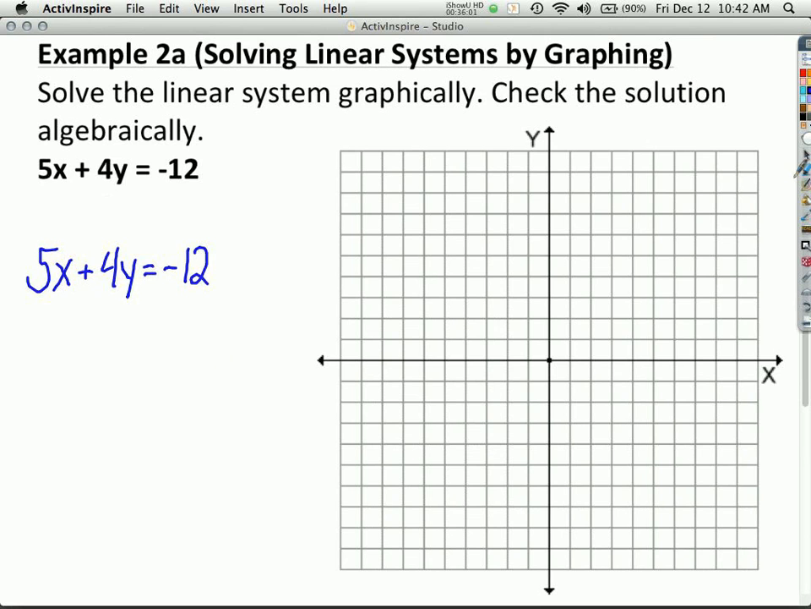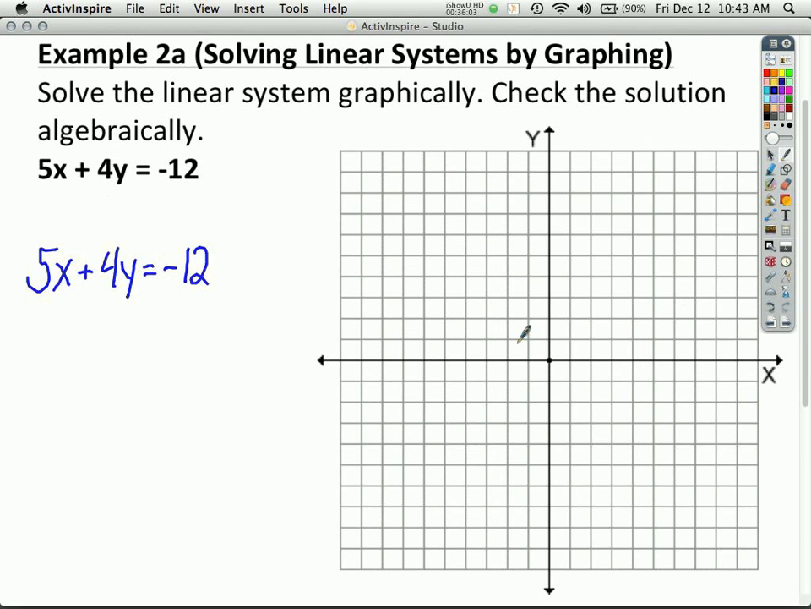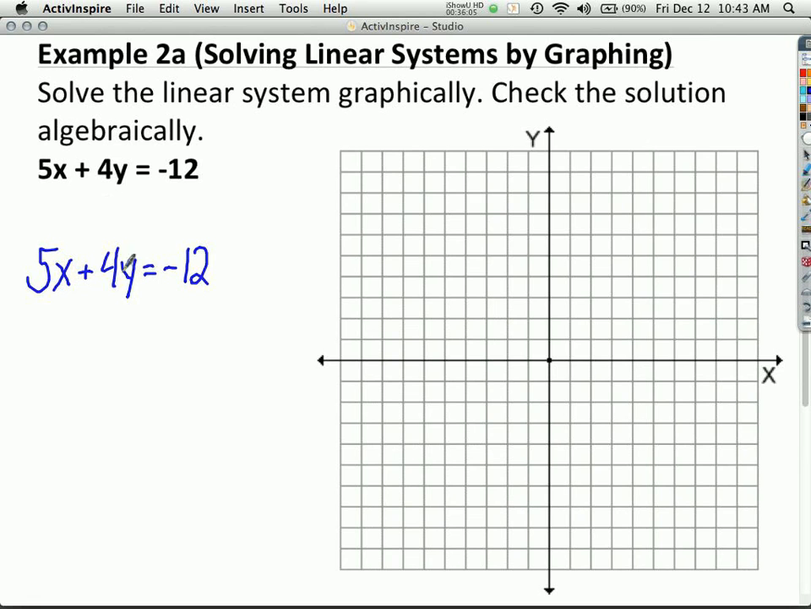So what Briante said was to find the x-intercept, we make the y a 0, and you already know that basically this disappears, and we end up with 5x equals negative 12, and now solve that equation. We get x equals negative 12 fifths. Well, that's an ugly number, but don't worry about that. We're going to be okay.